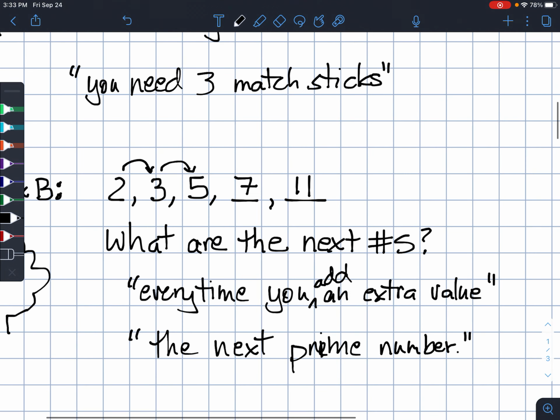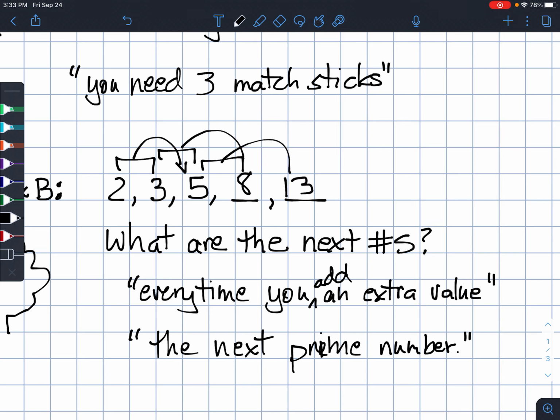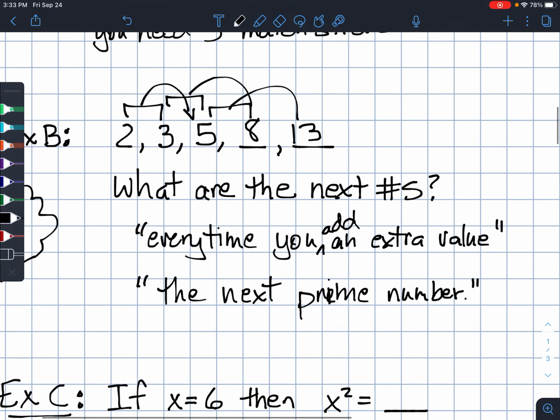So another case would be, I don't know if you've heard of the Fibonacci sequence, but a Fibonacci sequence says you just add the previous 2 numbers. So 2 plus 3 is 5, and 3 plus 5 is 8, and 5 plus 8 is 13. All right? And so here we would come up with yet another case, this would be the Fibonacci sequence.